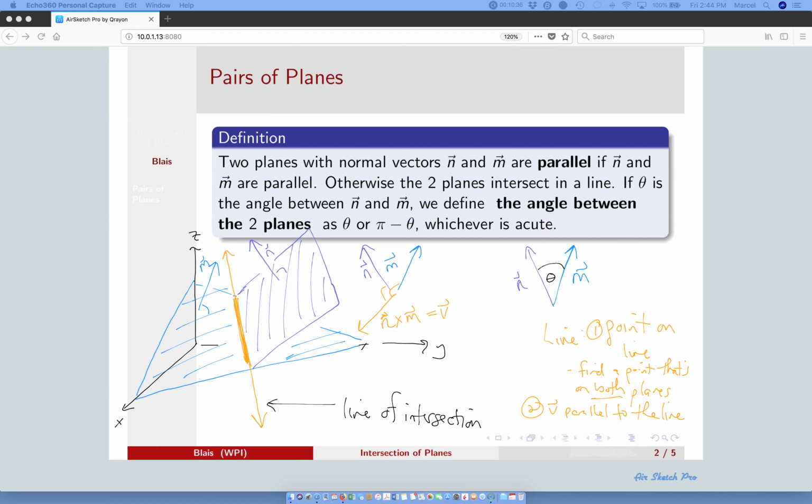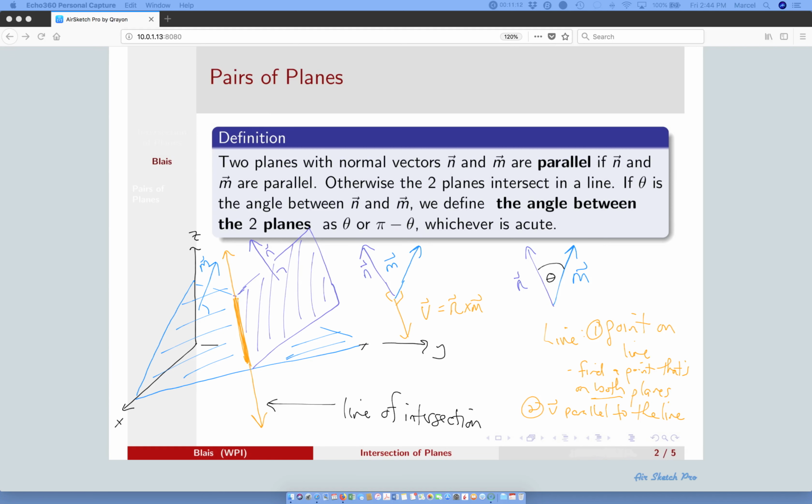I should have drawn this the other way. Let me redo that diagram. So we have a right angle here and a right angle there. It was probably better the other way. In any case, the idea is this cross product is parallel to the line of intersection.